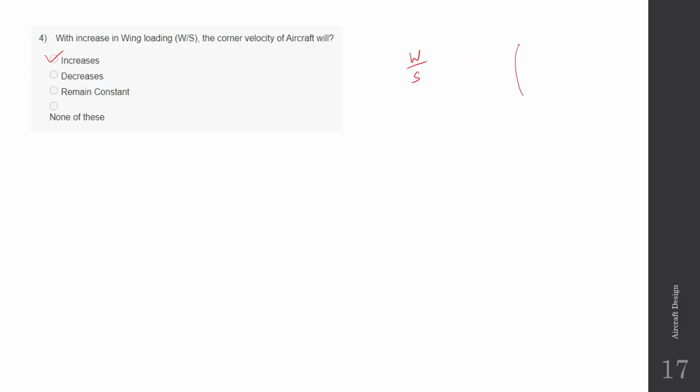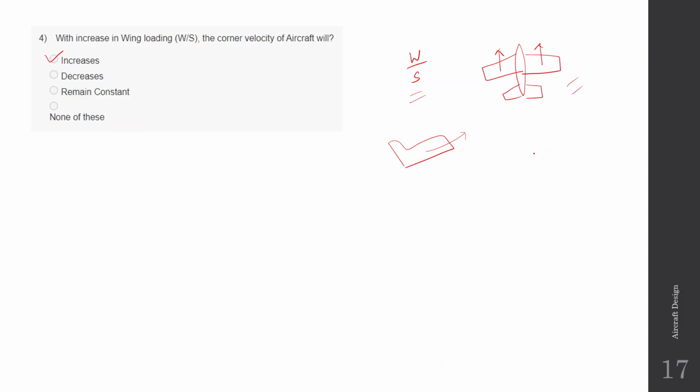Okay, so if you have an aircraft like this, and the wing loading is high, it means that the forces acting on the aircraft wing are also higher, because a shorter wing is being used to support a larger weight. So when the wing loading is higher, the forces acting on the aircraft are higher, so the corner velocity of the aircraft will increase, because when an aircraft performs a cornering turn, the forces acting on the aircraft are higher.